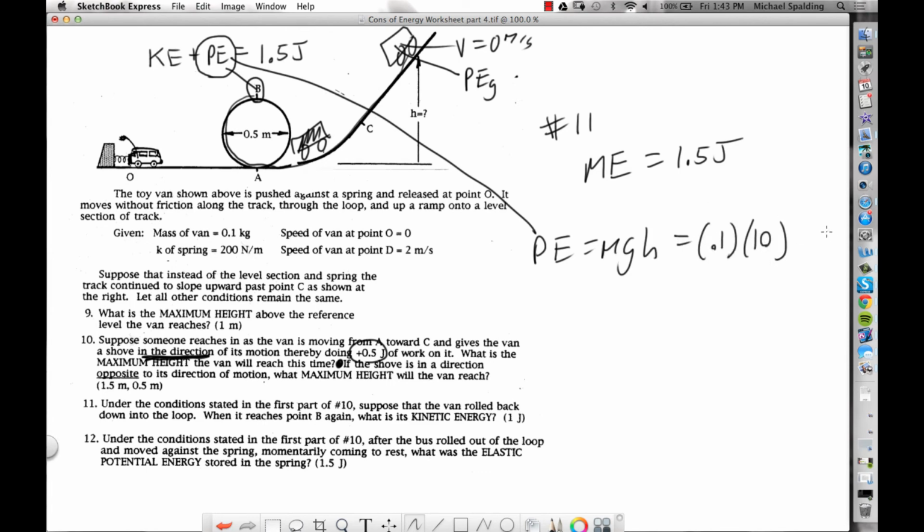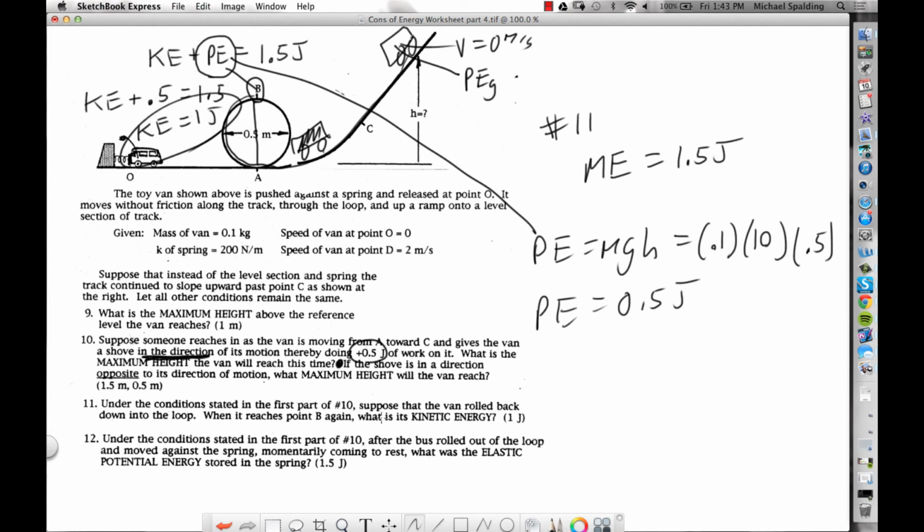Gravity is 10. How high is the van up there? 0.5. So what's the potential energy up there? 0.5 joules, right? So they're asking for the kinetic. Kinetic plus 0.5 equals 1.5. So what must the kinetic be at point B? 1. Bam, the answer is 1.